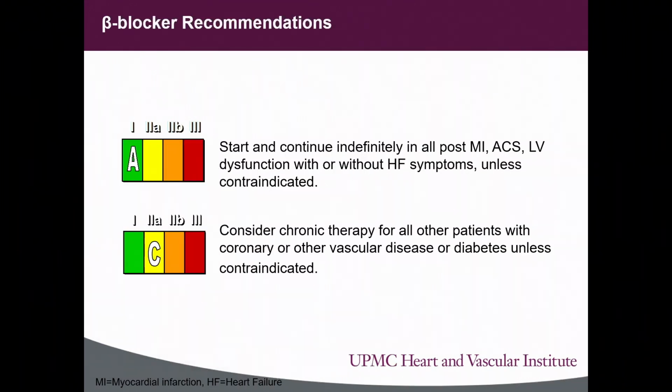Recommendations here: you want to start and continue indefinitely in all patients post-MI, ACS, LV dysfunction with or without heart failure symptoms, unless contraindicated. It's a 2A indication to consider chronic therapy for all patients with coronary or other vascular disease or diabetes, unless contraindicated. So certainly if someone's had a heart attack, or if someone has heart failure, it's a class 1 indication for a beta blocker. If you just have coronary disease and haven't had a heart attack, it's still recommended. It's not quite as high as the class 1. It's a 2A indication. And there is some literature that maybe we don't need to start it in everybody, but it still remains a 2A indication.